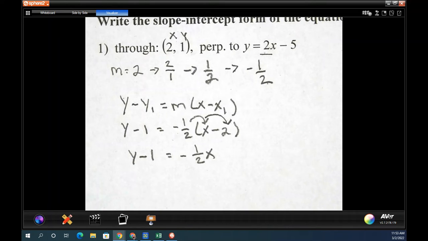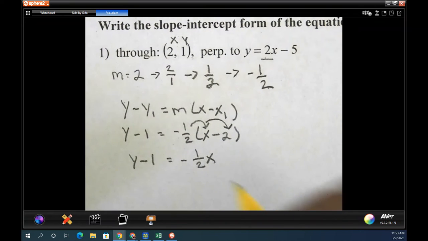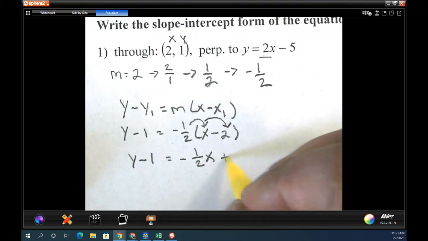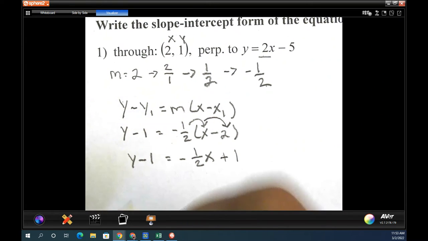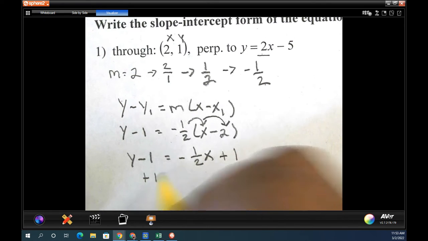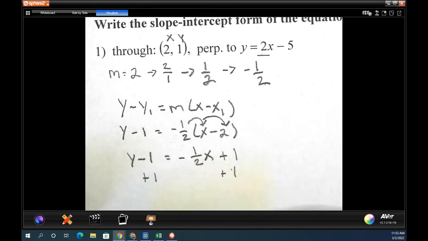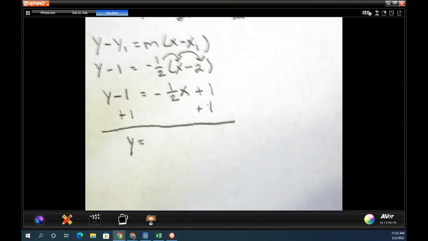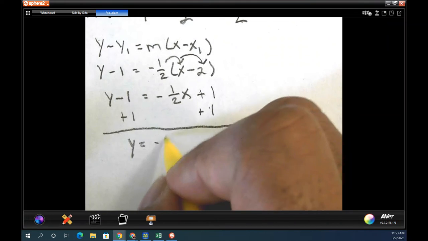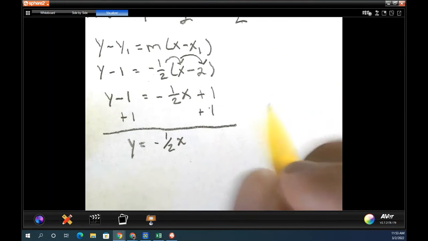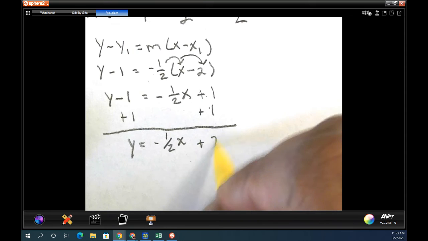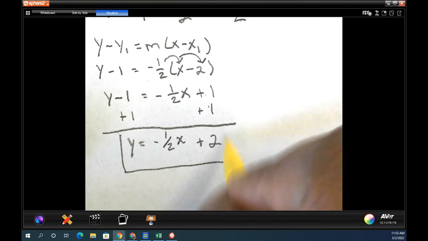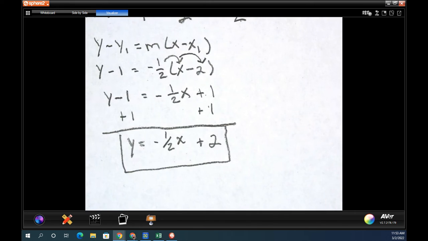So what do you get? What's negative 1/2 times negative 2? Is it positive or negative? Positive, so it's plus. Then you only got one thing left to do. Add 1 to both sides. So your answer would be y equals negative 1/2 x. 1 plus 1 is 2. There's your answer. That's it. That's all we're doing.